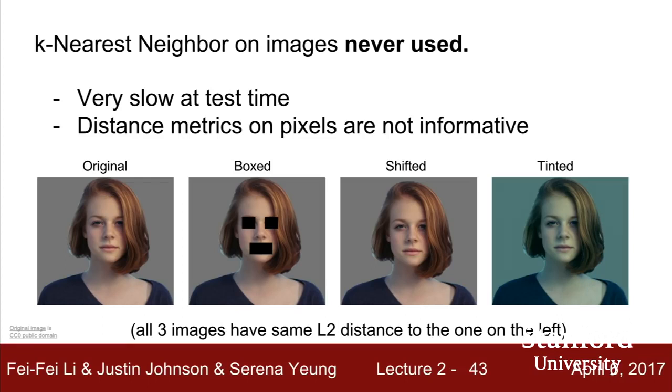In this example, there's an image on the left of a girl, and then 3 different distorted images on the right, where we've blocked out her mouth, shifted the image down by a couple pixels, or tinted the entire image blue. If you compute the Euclidean distance between the original and the boxed, the original and the shifted, and the original and the tinted, they all have the same L2 distance, which is not so good, because it gives you the sense that the L2 distance is really not doing a very good job at capturing these perceptual differences between images.